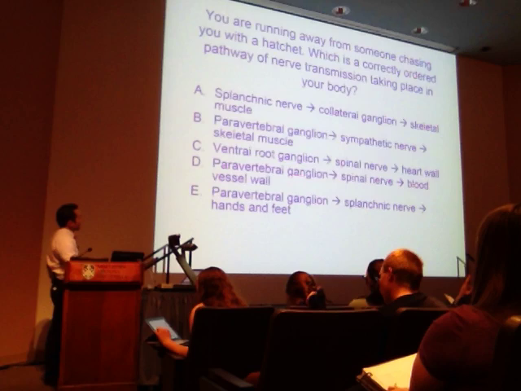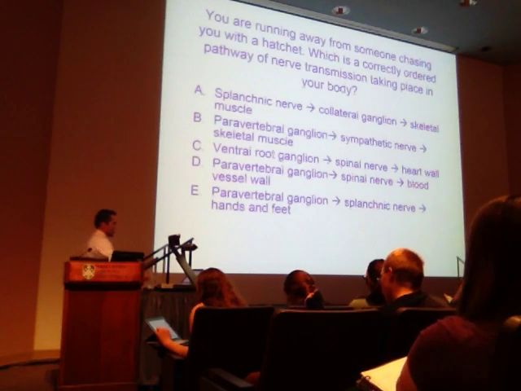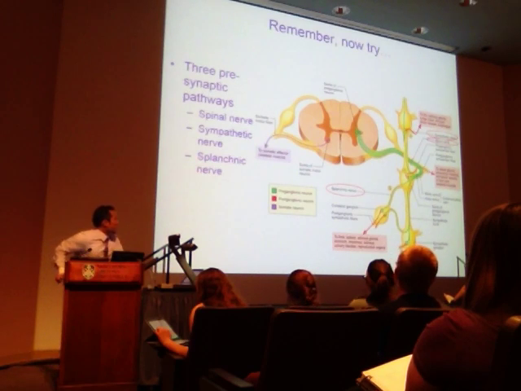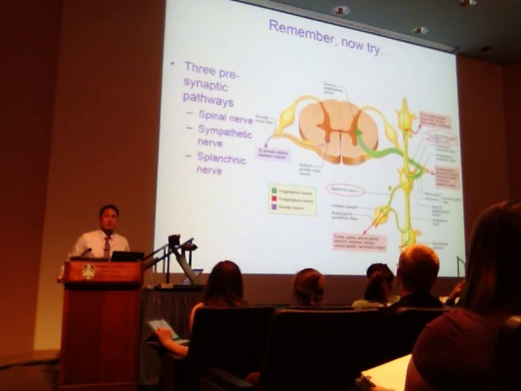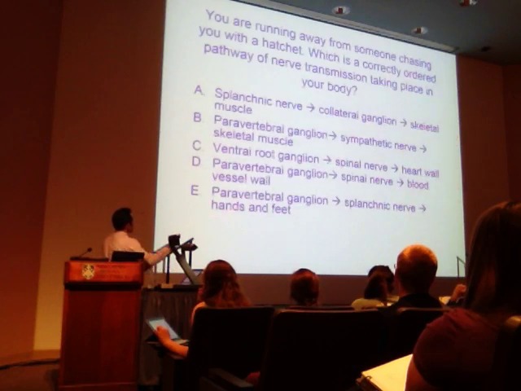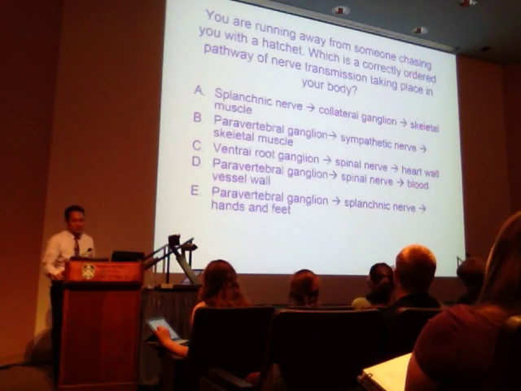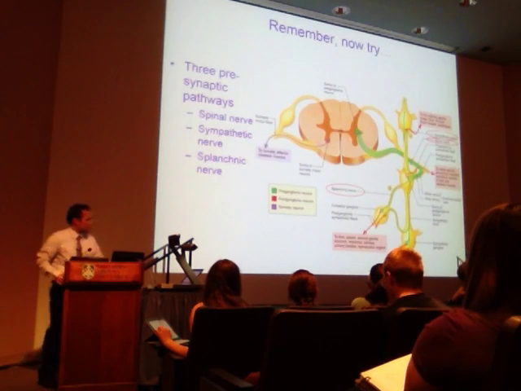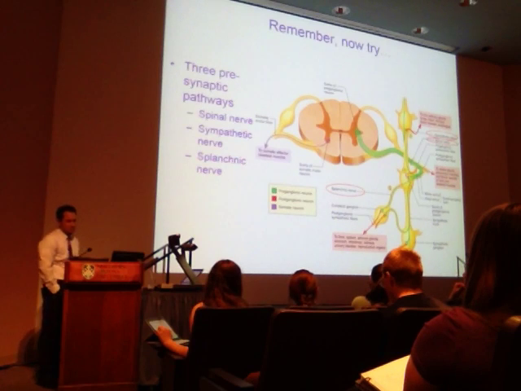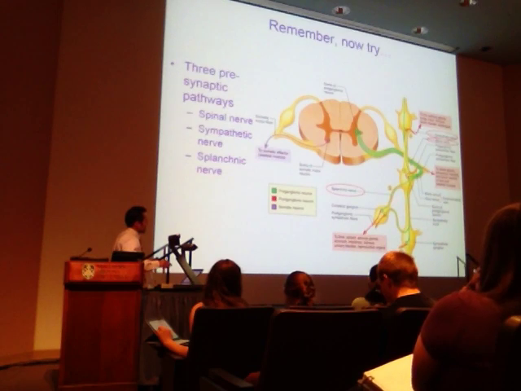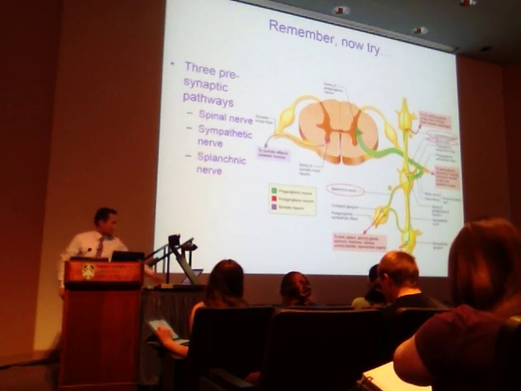Look at D. Paravertebral ganglion, spinal nerve to the blood vessel wall. You guys like that one? I do too. That one's the right one. Okay. Let's look, just for sake of completeness, at E and see why E is wrong. Paravertebral ganglion to the splenic nerve to the hands and to the feet. Does the splenic nerve go to hands and feet? No. Okay, so that's why E isn't correct.